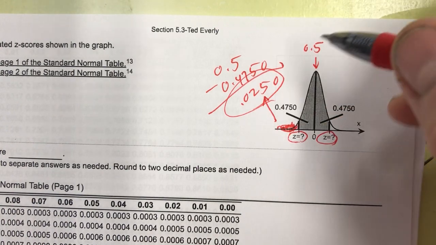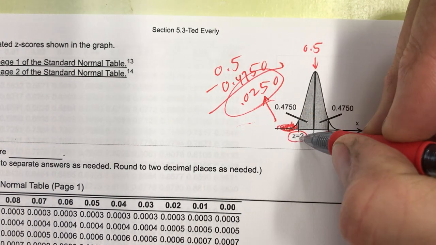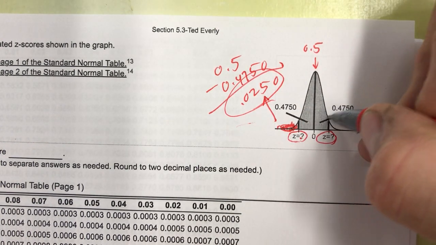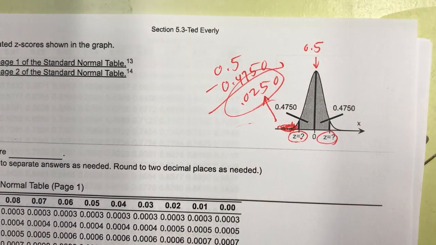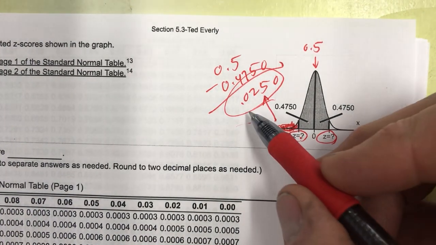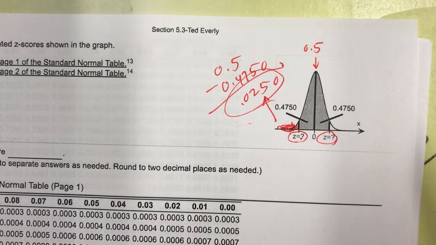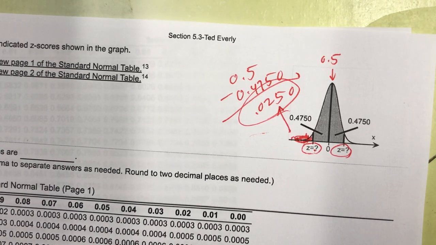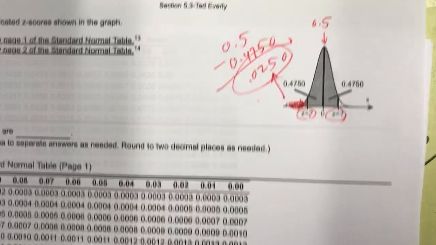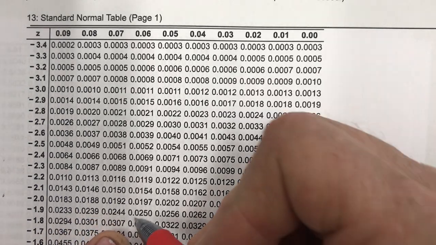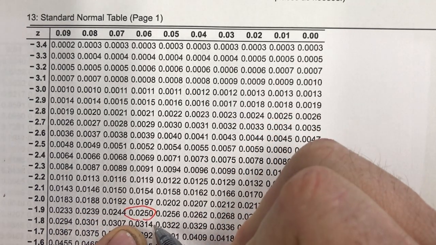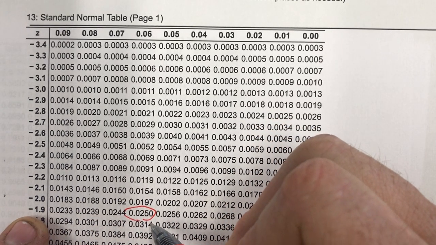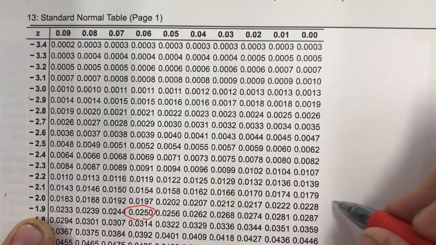So this area right here is what I need for my table. See, the table is always to the left of that z-score, and this is to the right here. So I need to look up 0.0250. So here it is, right there. Okay, so this is negative 1.96.